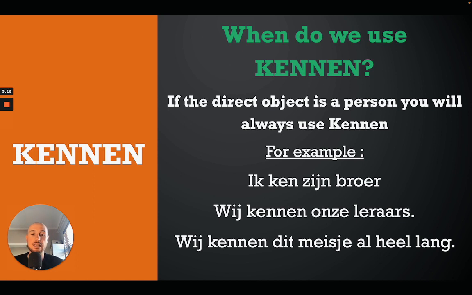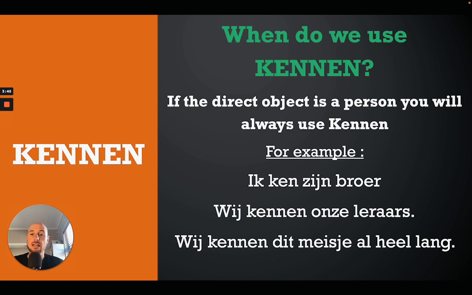For instance, ik ken zijn broer. I know his brother. Wij kennen onze leraars. We know our teachers. Okay, zijn broer, onze leraars. All of these are words which refer to persons, right? Wij kennen dit meisje al heel lang. We know this girl for some time or for a long time. So basically, who do we know? This girl. Girl is a word which refers to a person, so we'll use kennen. Alright, so this is basically when we use kennen.